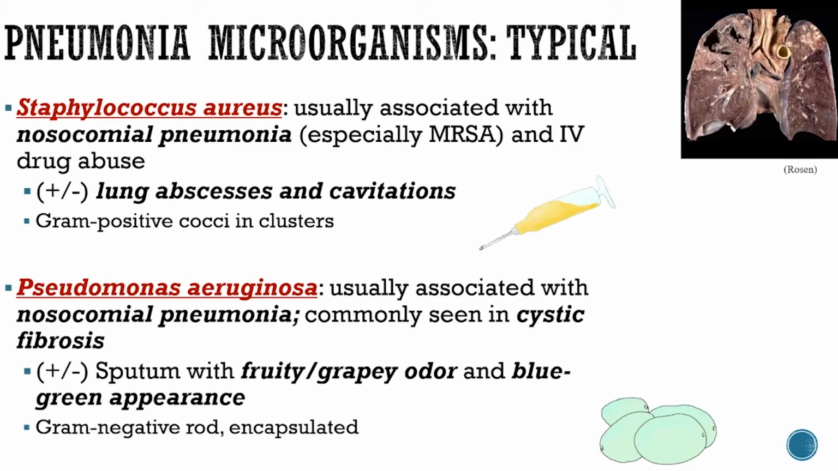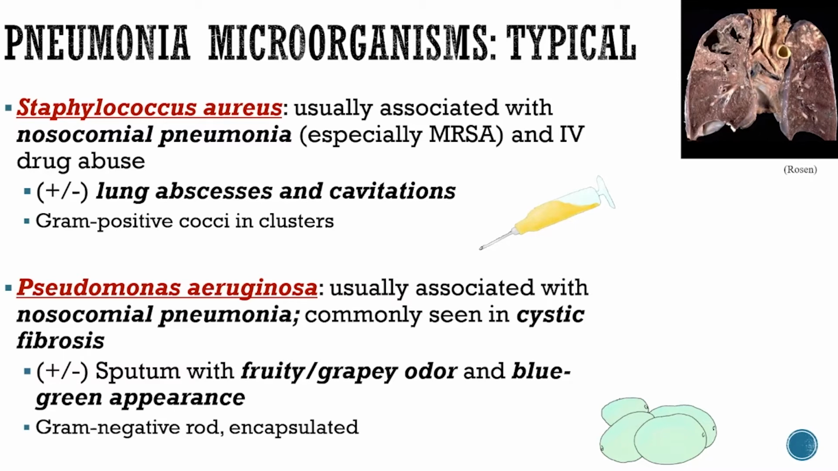Now, while Pseudomonas aeruginosa is classically seen in patients who contract pneumonia within a healthcare setting, it may also be seen in patients with cystic fibrosis. We'll talk much more in detail about cystic fibrosis in a later segment, but in general, cystic fibrosis is a genetic disorder that causes a lot of disease within the lungs, making it much more likely for dangerous organisms like Pseudomonas aeruginosa to colonize their lung tissue.